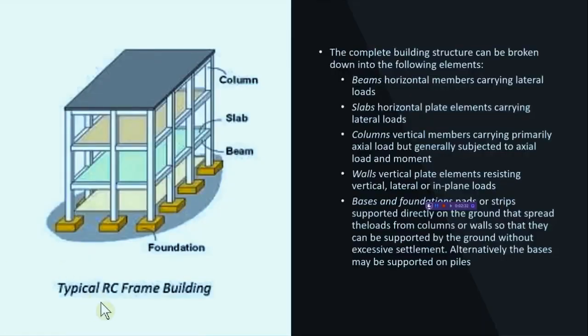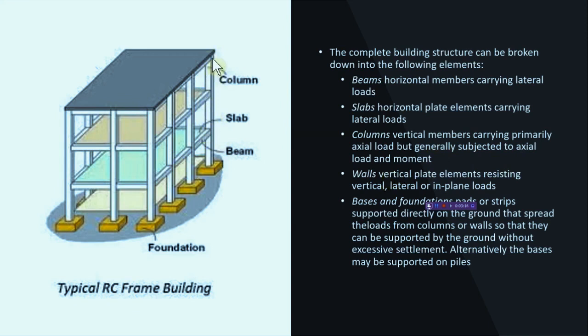This is a typical RC frame building. So the complete building structure can be broken down into the following elements. First element here is beam. Okay, so beam is a horizontal member carrying lateral loads. Ini adalah beam, horizontal member. Horizontal is melintang. And then we have a column, a vertical member carrying primarily axial load but generally subjected to axial load and moment. So column is this one, okay, yang menegak ni.